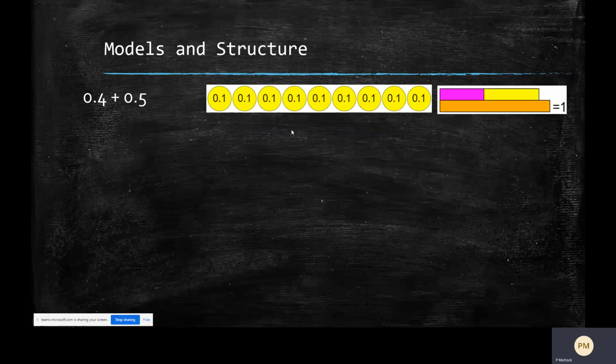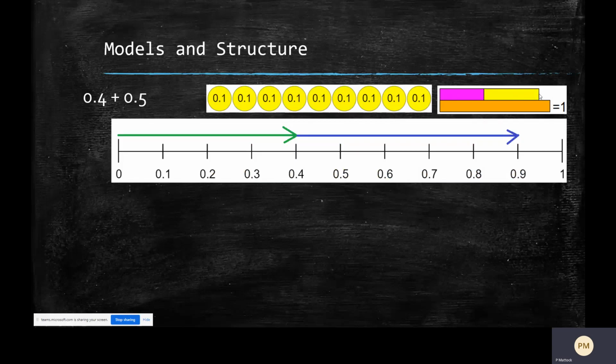Or I could say, right, well, we're used to perhaps different rods having a value of 1. So if the orange rod is 1, then this is 0.4, and this is 0.5. And connecting those together gives me something that's equal in length to 0.9. It's 1 less than 1 whole. It's 0.9. I could actually use the blue rod there to show that that's equal in length to 0.9. Or I could do that on a number line and say, right, well, let's graduate my number line in 0.1s. And I have 0.4 and 0.5, and that gives me a total of 0.9.